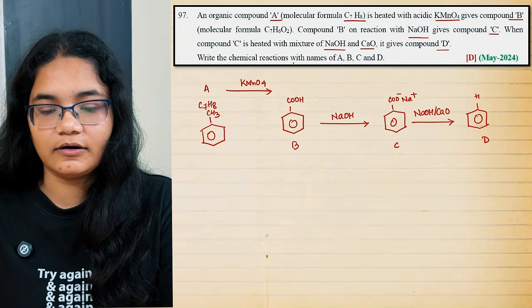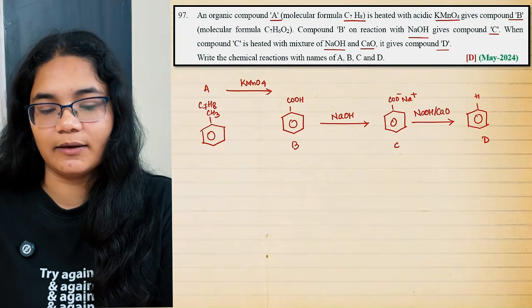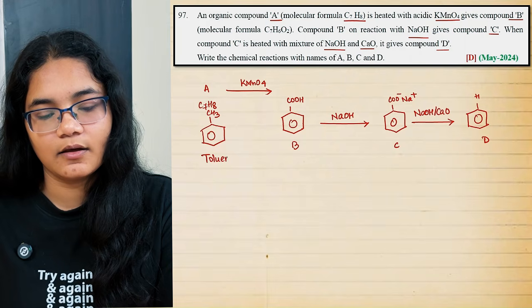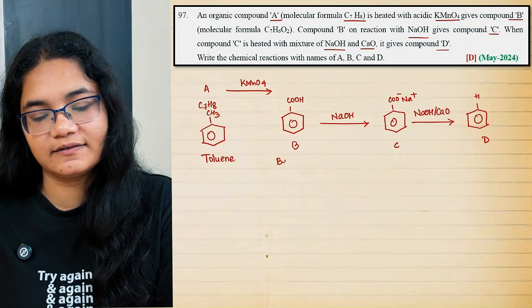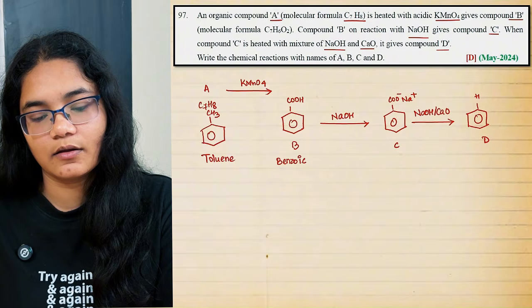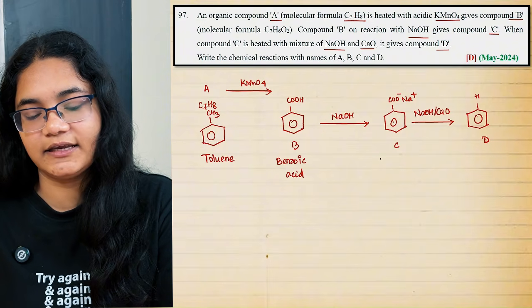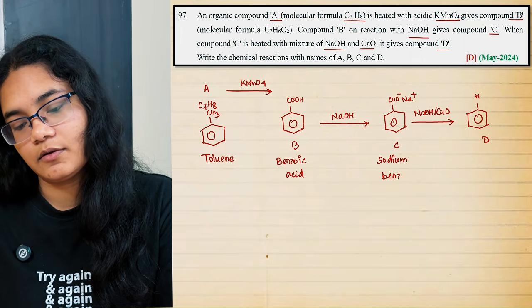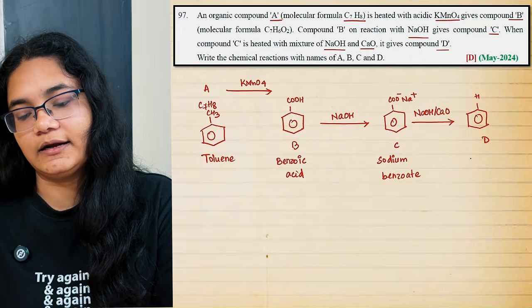Now, write the chemical reactions with names of A, B, C, D. So, chemical reaction we have already written. A is toluene, B is benzoic acid, and C is sodium benzoate, and D is benzene.